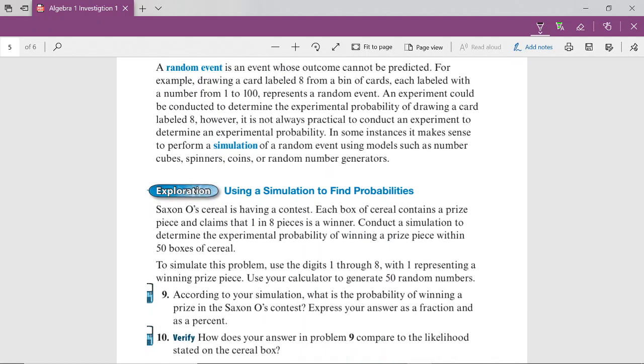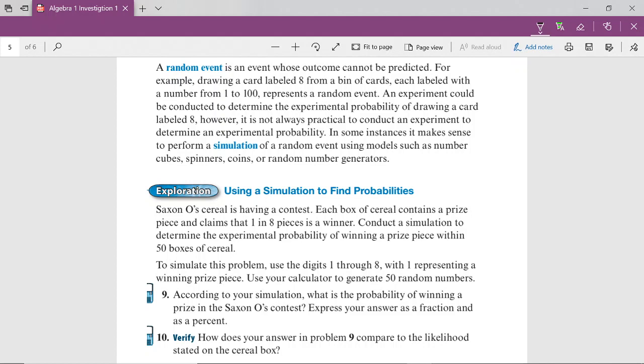All right, the last little bit of this investigation is about random events. A random event is an event whose outcome cannot be predicted. For example, drawing a card labeled 8 from a bin of cards, each labeled with a number 1 to 100. This represents a random event. An experiment could be conducted to determine the experimental probability of drawing a card labeled 8. However, it's not always practical to conduct an experiment to determine the experimental probability.